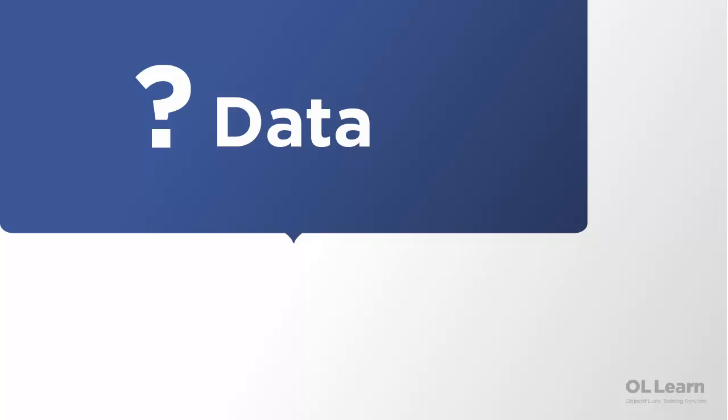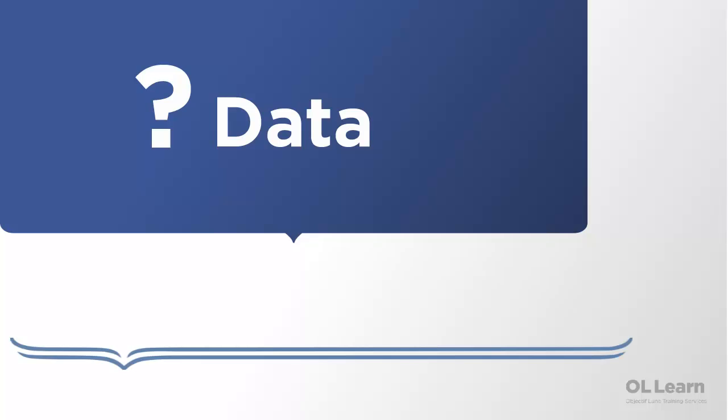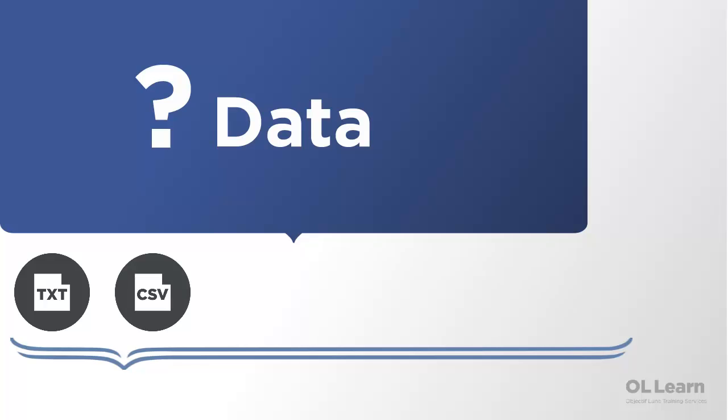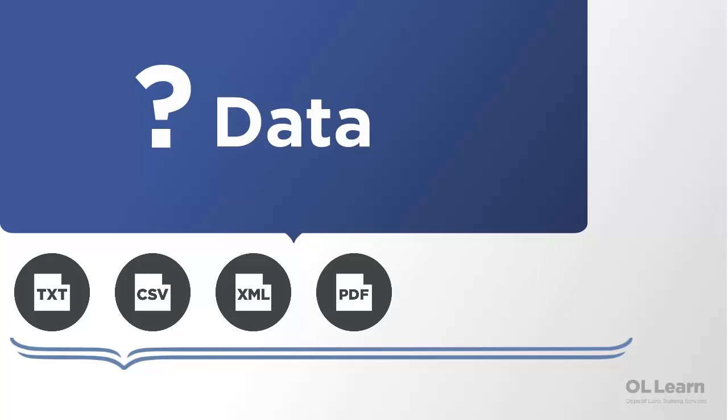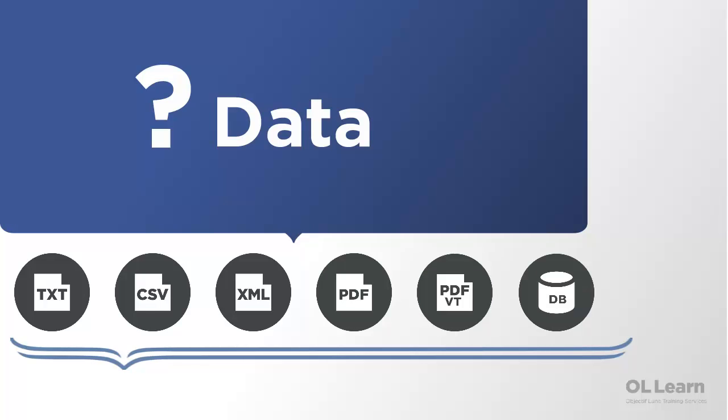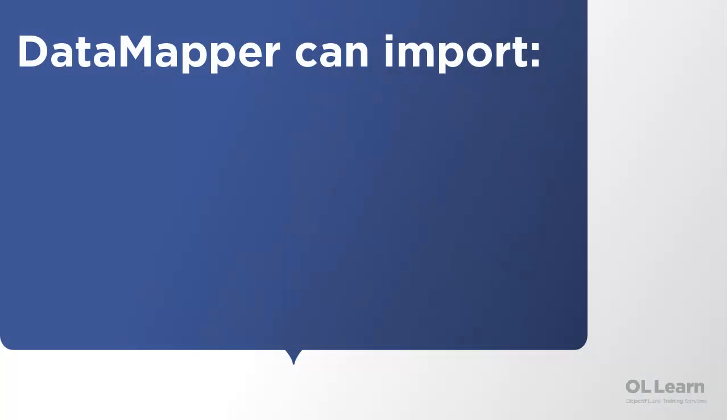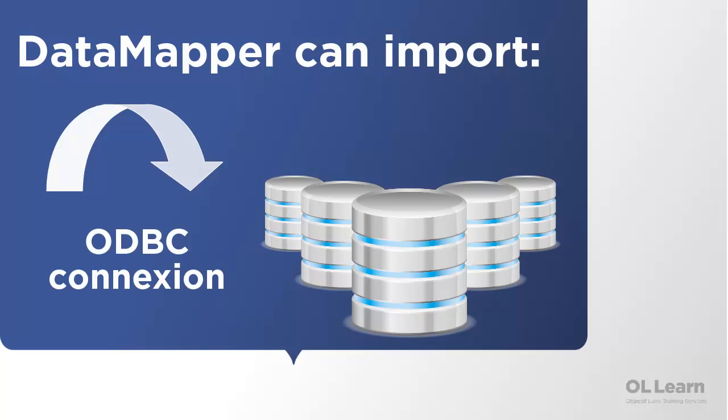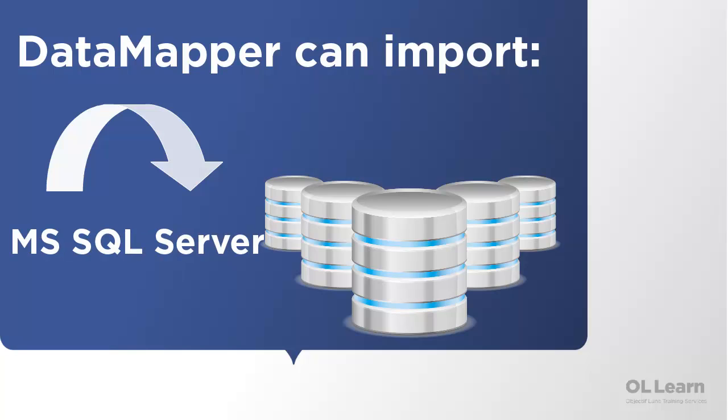So the DataMapper module supports a wide variety of data source file types. For the moment, the following file types are supported. So we have text or line printer, we have CSV, XML, PDF, PDFVT, and Microsoft Access. It's also possible to import data through an ODBC connection, or to connect directly to a couple of different database servers, such as MySQL, JDBC, Oracle, and SQL Server.